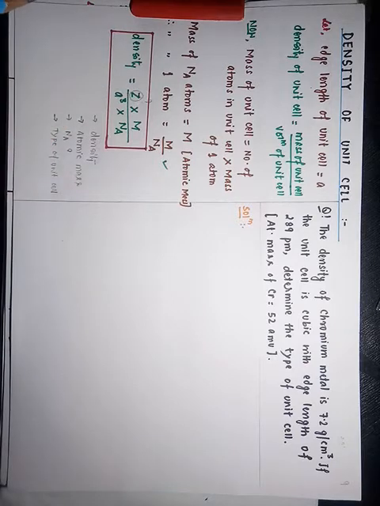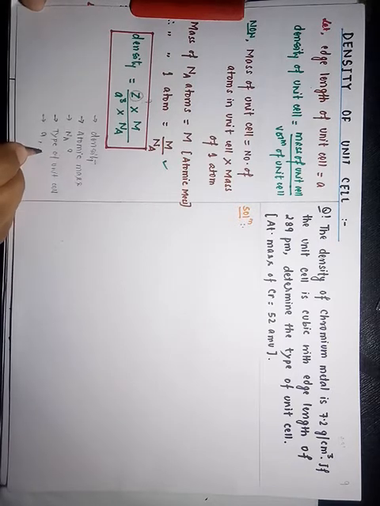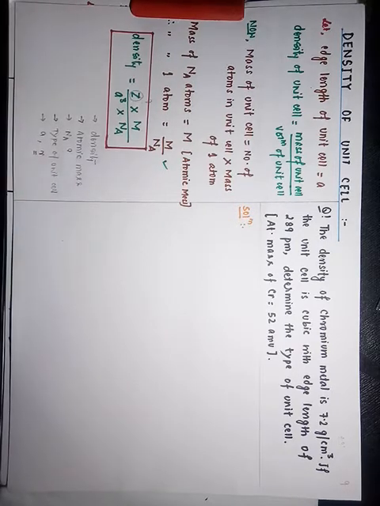If Z is equal to 4, it could be face centered cubic. Questions could be asked for calculating A, edge length, and R, radii of a sphere. So we know that for simple cubic A is equal to 2R. For BCC A is equal to 4R by root 3. And for face centered cubic A is equal to 2 root 2R. So if we know the value of A, we can calculate the value of R also.